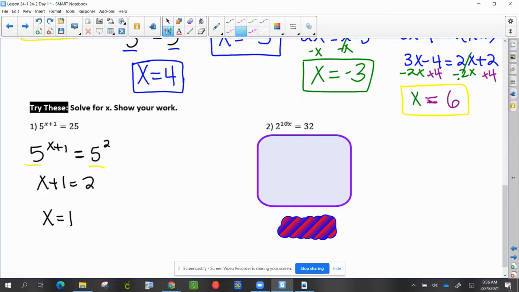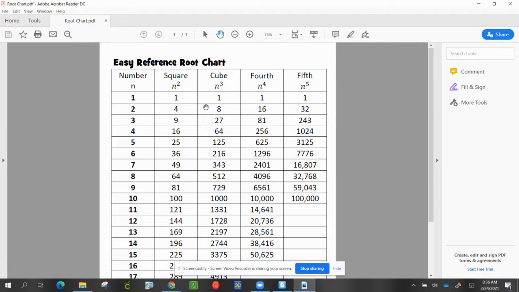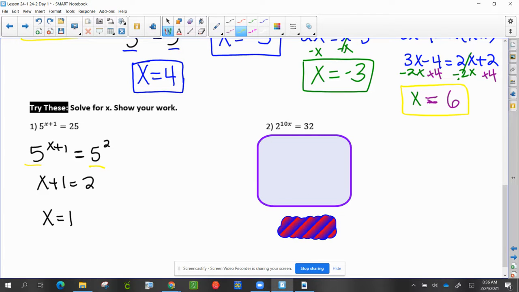You have 2 to the 10x power is equal to 32. So your base is 2. Look in this row here. There's 32. So you can rewrite 32 as a power of 2. So go ahead and change that problem so that they have the same base, and then solve for x.